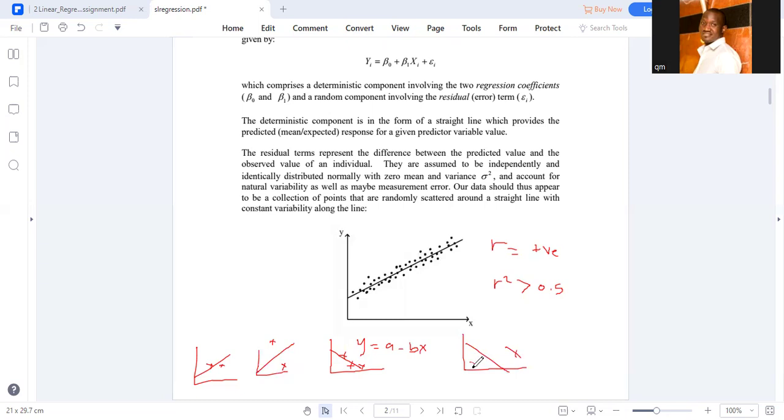What measures the type of relationship is the coefficient of correlation. When we square the same answer, the name changes to coefficient of determination. It determines how much of the variation in y is determined by x. So this is how the relationships look.